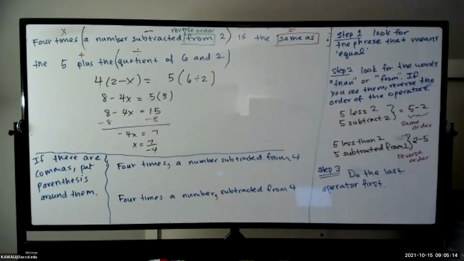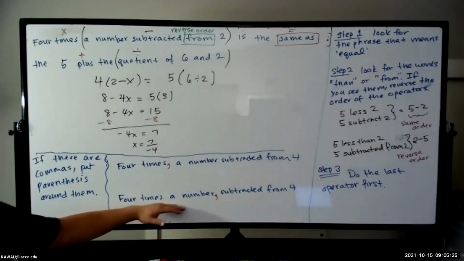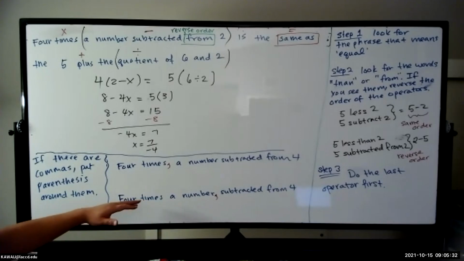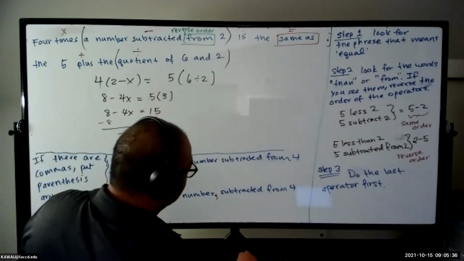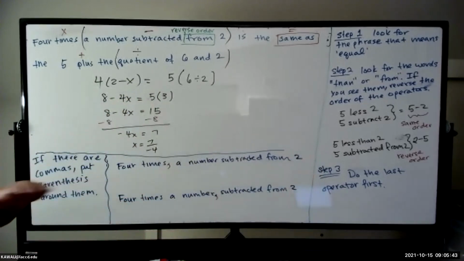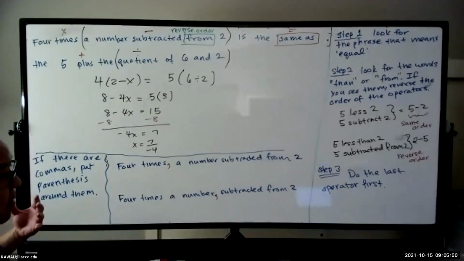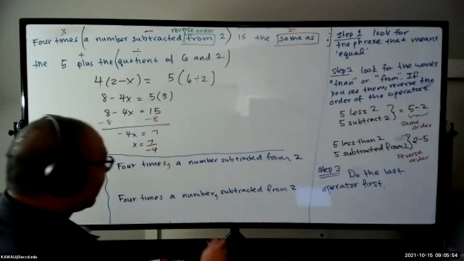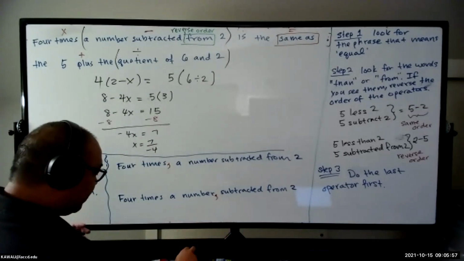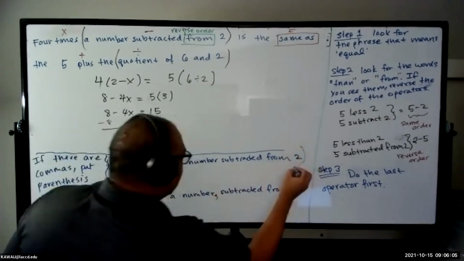Okay. Now, when there's no comma, the pause is at the end. 4 times a number, pause. Oh, subtracted from. Oh, I'm sorry. Take that back. When there's no comma, we do this one. Okay. All right. 4 times, pause, a number subtracted from 2. So when we go 4 times, we stop, we infer that these two things are together.